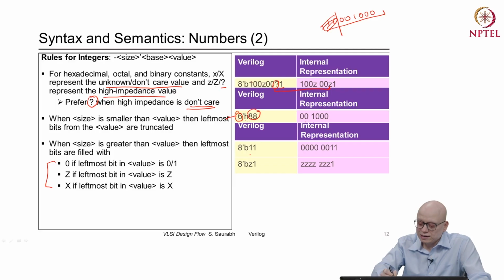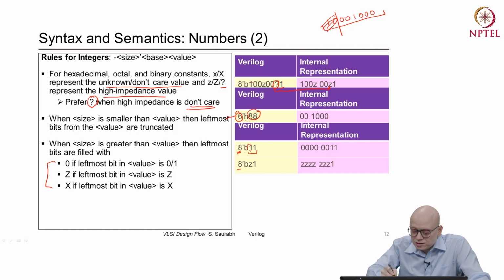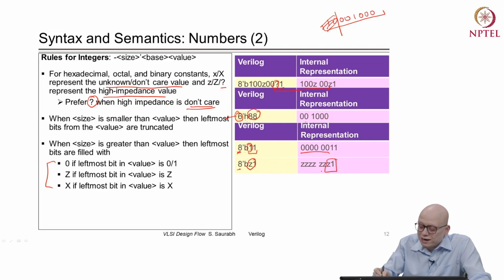For example, we take a number which should be represented in 8 bits, in binary, and the value is given as just 11. In that case, since the leftmost bit is 1, the other leftmost bits, the ones which are not specified, are taken as 0. In the other case, if we say Z1, so Z1 is there for 2 bits. Now, what are the other bits that will be padded on the left hand side? All will be Z. Why? Because the leftmost bit was Z in this case.